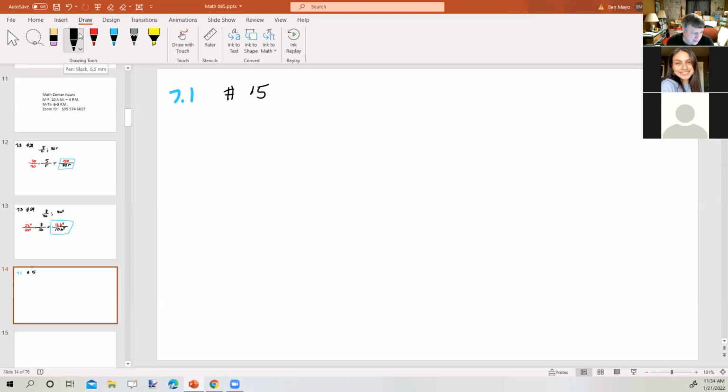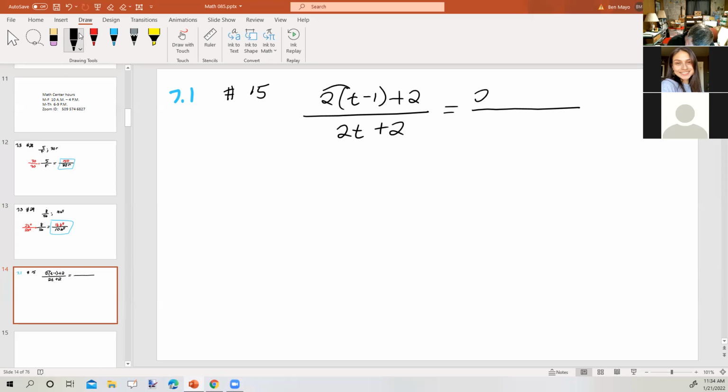We have the following fraction: 2 times the quantity t minus 1, plus 2, all over 2t plus 2. First of all, we need to simplify the numerator by distributing. We get 2t minus 2 plus 2 over 2t plus 2. In the numerator, combining like terms, the minus 2 and the plus 2 cancel out. So now I've got 2t over 2t plus 2.